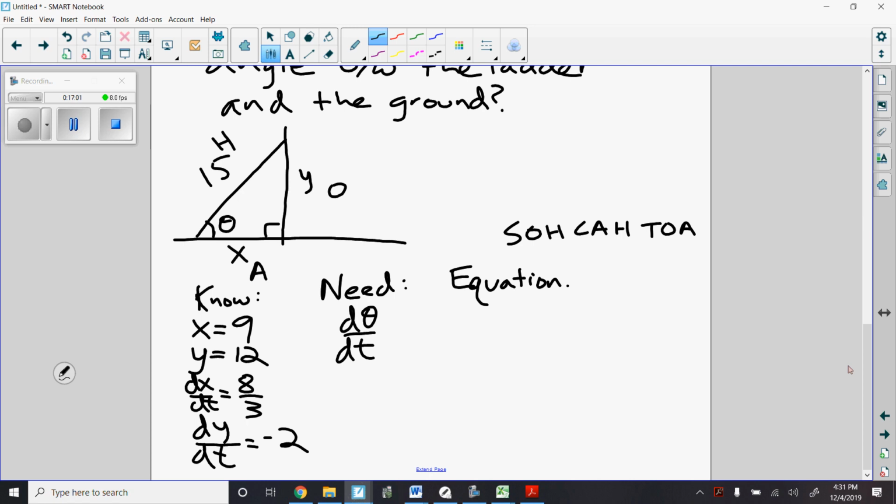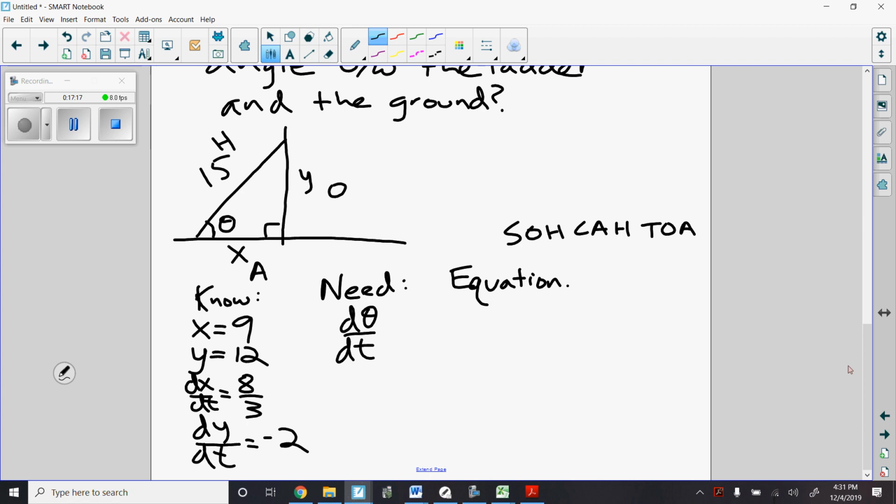Now, sine is going to involve y in 15. Cos is going to involve x in 15. I'd rather use y because the numbers are a little bit nicer. 12 and -2 is nicer than 9 and 8/3. But again, either way you do it, it should come out correct.